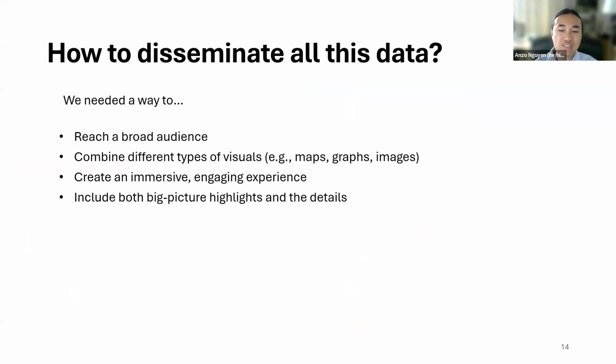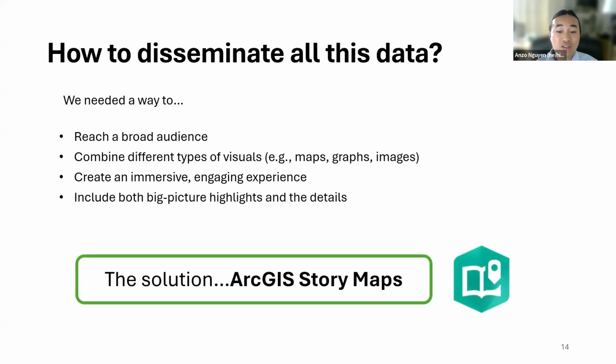So now we have all of these data collected and we've made a lot of charts, maps, and graphs. But going back to what I touched on a few slides ago, how do we disseminate all of this? So we were looking for a way to reach a broad audience, to combine different types of visuals. We also wanted to have an immersive and engaging reader experience, something that readers, whether they're really interested in the details of data or if they just want the highlights, anyone could be interested in. And so with all of that in mind, we decided to use ArcGIS Story Maps as the program so that we could create this dynamic data story.